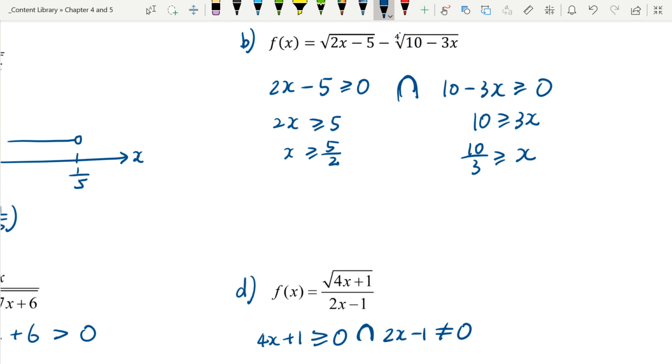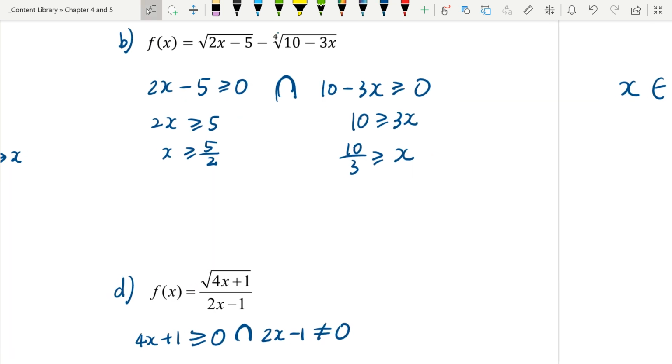Same thing. If you can't see the common part, I would recommend you draw that on a number line. Okay, 5 over 2 and 10 over 3, which one is larger? Well, 5 over 2 is 2 point something, 10 over 3 is 3 point something. Even without changing it, I can still see it. 2.5 and 3.333. 10 divided by 3 is 3 something.